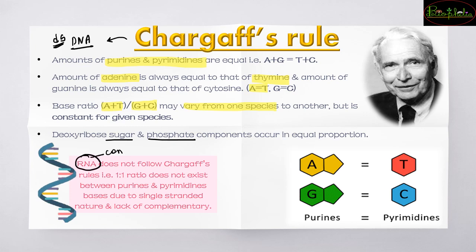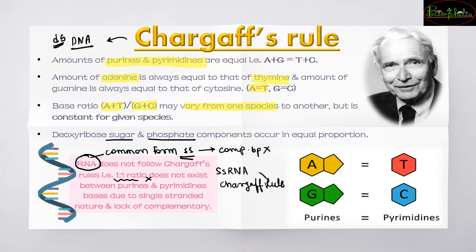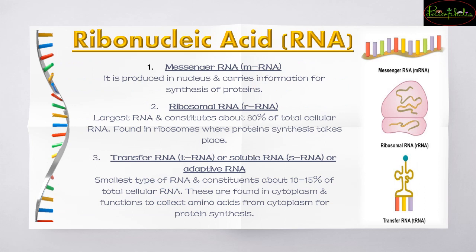RNA जो होता है, the most common form of RNA is single stranded. So single stranded के case में there is no complementary base pairing. Complementary base pairing जो होती है, it is absent. So because of that, the 1:1 ratio is not accepted in the case of purines and pyrimidines. तो उस case में, for single stranded RNA, the Chargaff rule is not applicable. The next we see is ribonucleic acid.